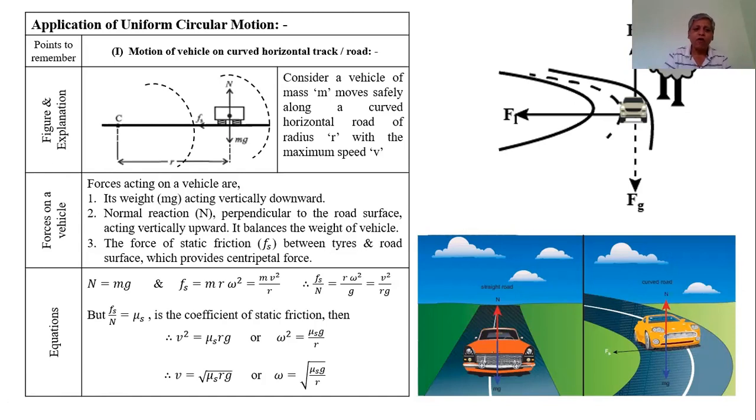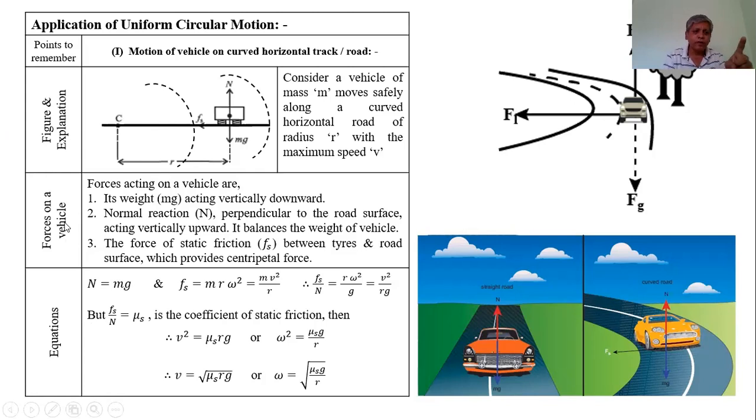The forces acting on the vehicle are its weight, acting vertically downward, the normal reaction force, and the force of static friction. That is the static friction, because the vehicle just tends to move, it does not continuously slide. The normal reaction force is perpendicular to the road surface, acting vertically upward. It balances the weight. That means N is equal to mg.